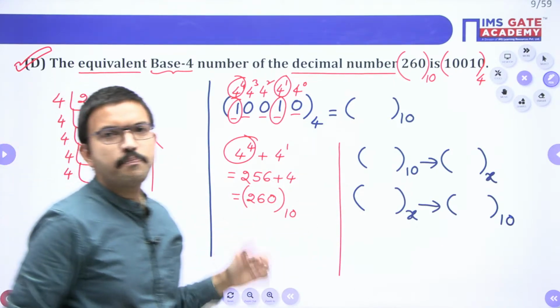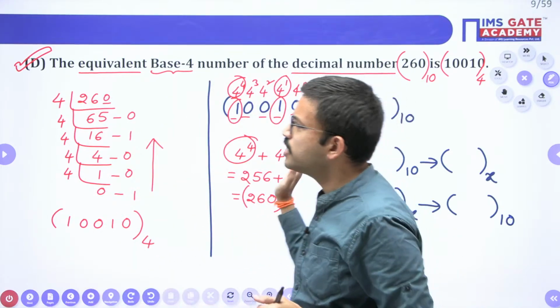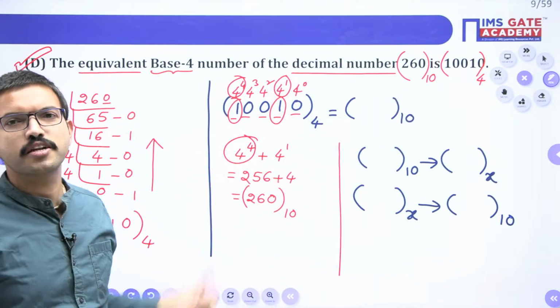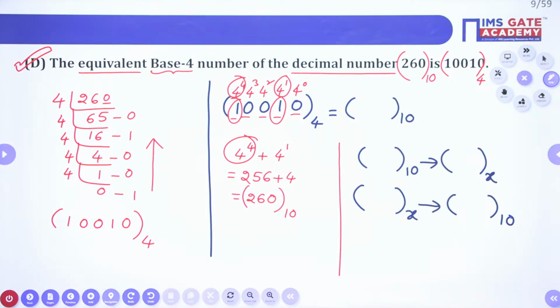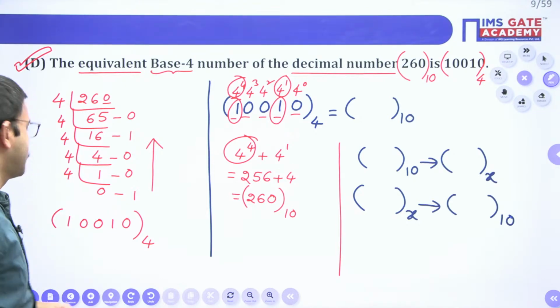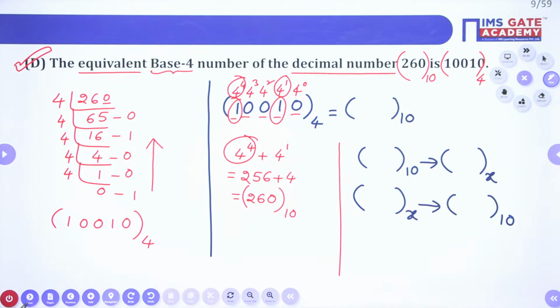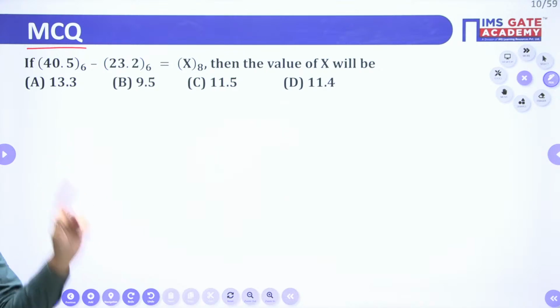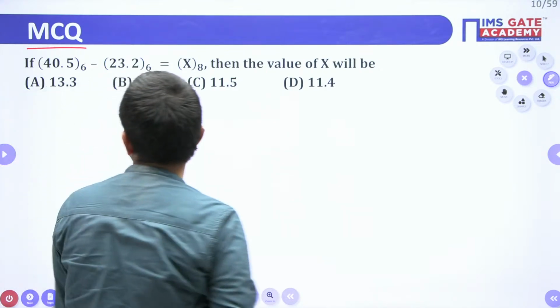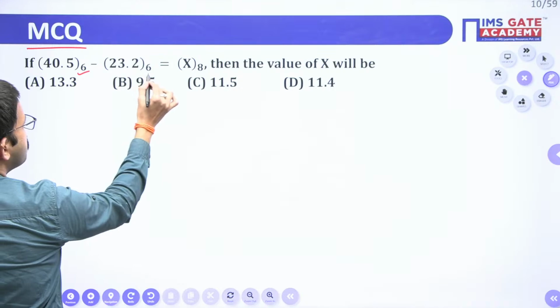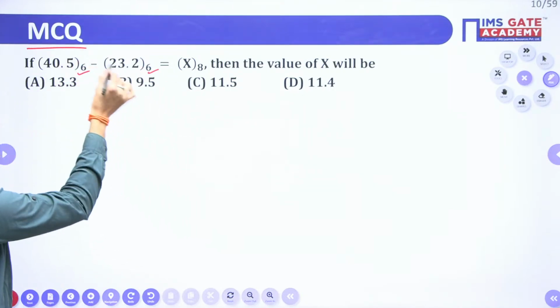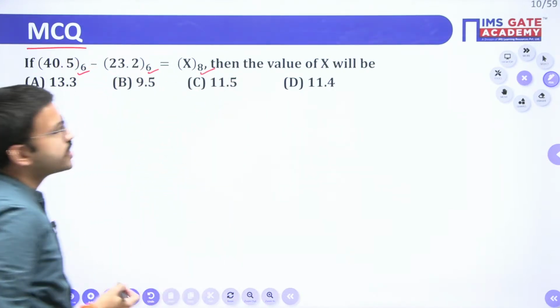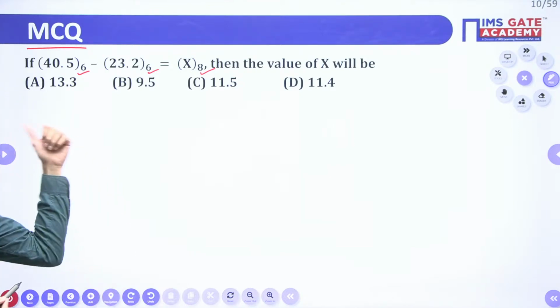So all of you please comment whether you learned all the number system conversions with the help of this first question or not. Yes, yes. So now let us proceed to the next question. This is an MCQ question, that means only one option will be correct. Here they have given two numbers belonging to base 6 and you have to perform the subtraction operation, and the equivalent value they are asking in octal form. So you have to choose the correct option.